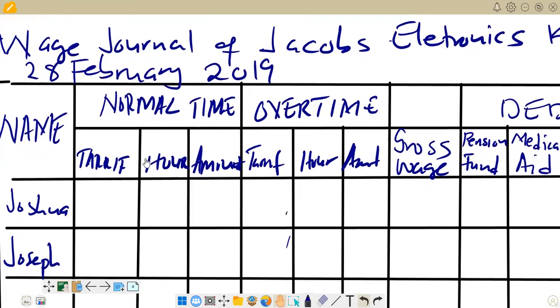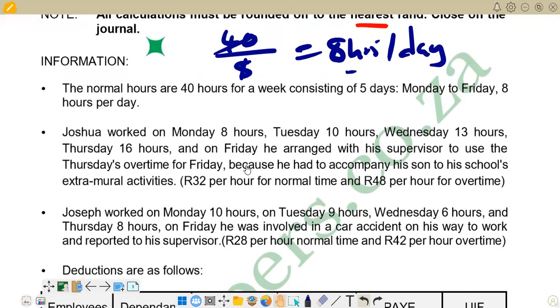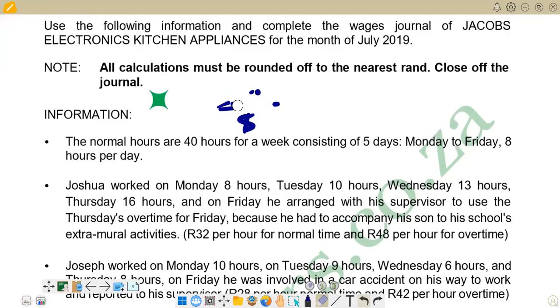We have the column for normal time with tariff, hours and amount, then we also have overtime. So what does it mean? It means that we need to identify the number of hours of normal time and the number of hours of overtime for each of the two, Joshua and Joseph. So if you come here, let's start by identifying what exactly is there in terms of the normal hours and overtime. Let's try to see what we have there. We can remove this so that we create space here.